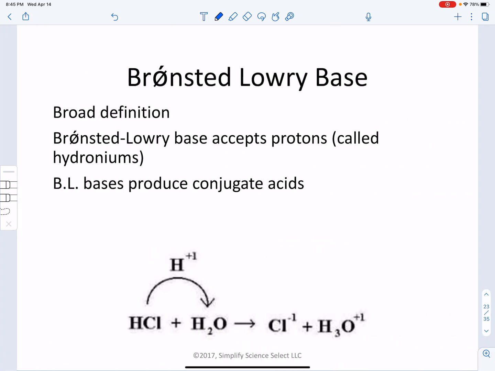Bases will also conduct electricity, and when you add them to acids, they will neutralize the acid to produce water and a salt. Your broad definition of a Bronsted-Lowry base is that bases will accept protons. So remember, acids donate protons, and bases accept. What is produced when a base accepts a proton is called the conjugate acid. We're going to highlight that there, and we're going to talk more about it.